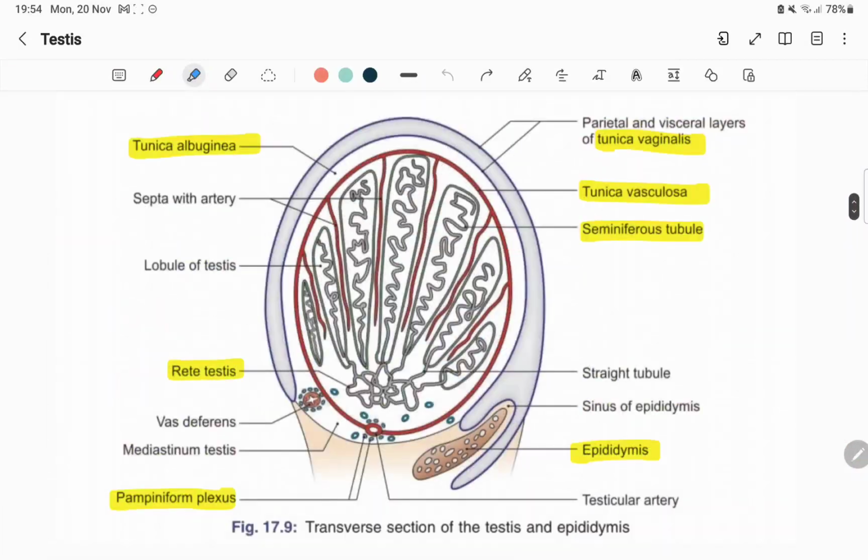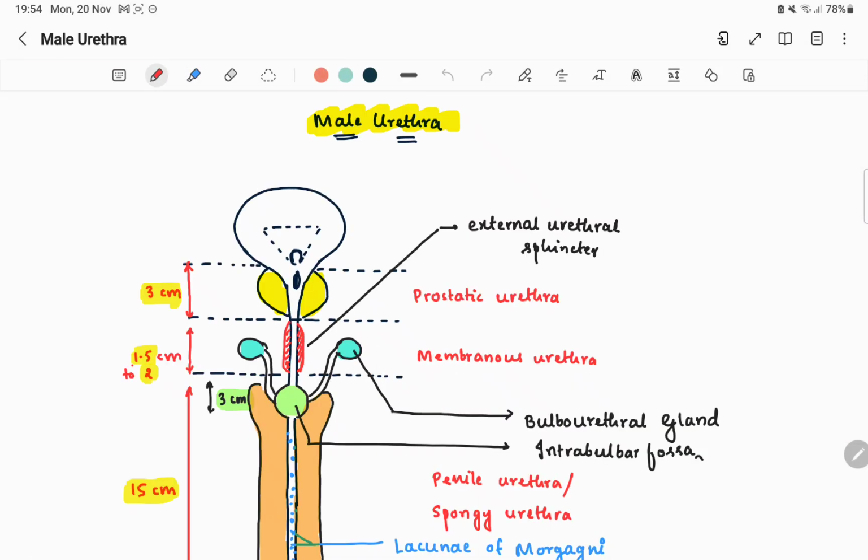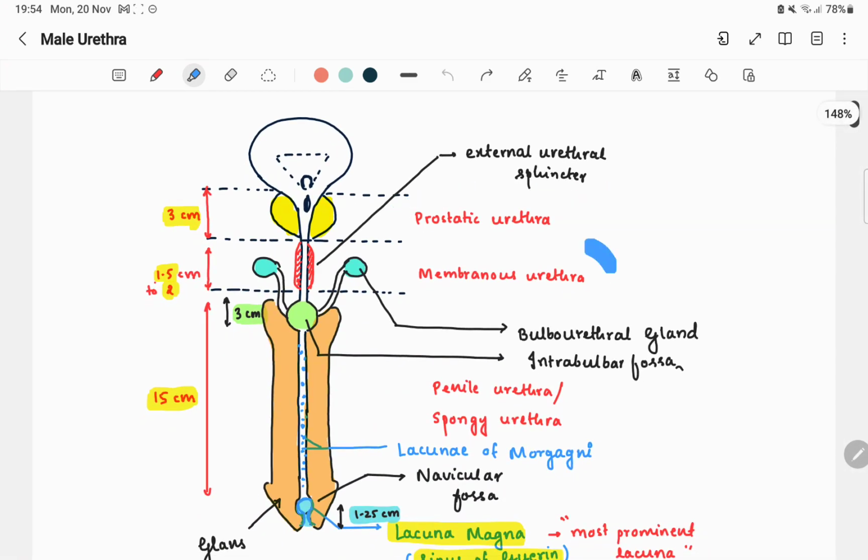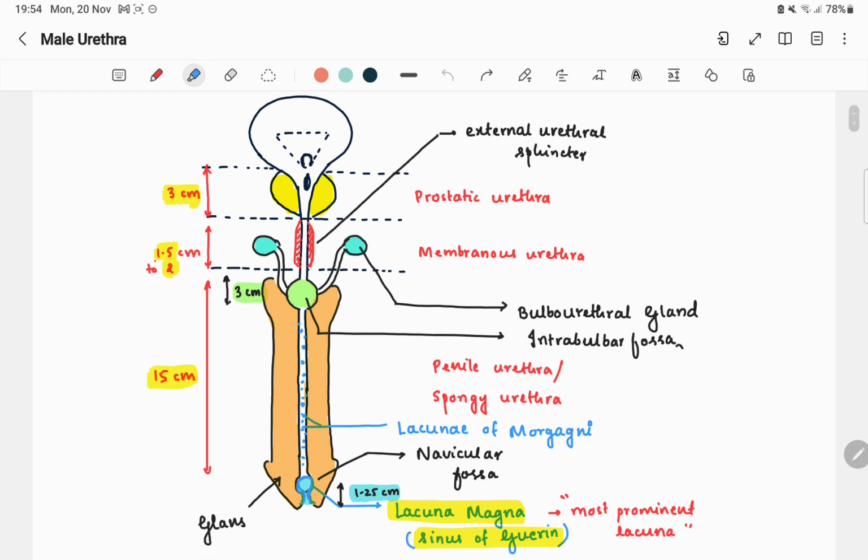So this was all about your testis. Let's move on to the next part. Let's talk about your male urethra. In the male urethra, you have three parts: your prostatic urethra, membranous urethra, and the penile urethra, which is the spongy urethra.